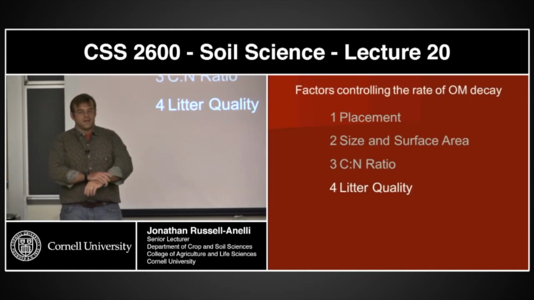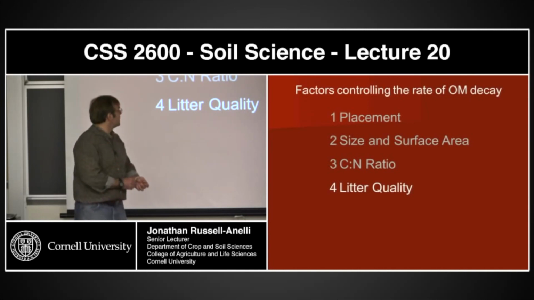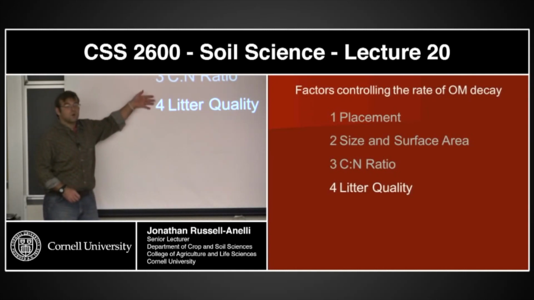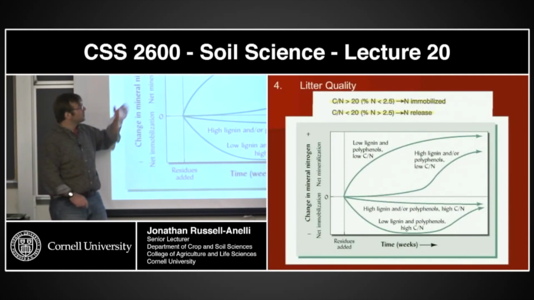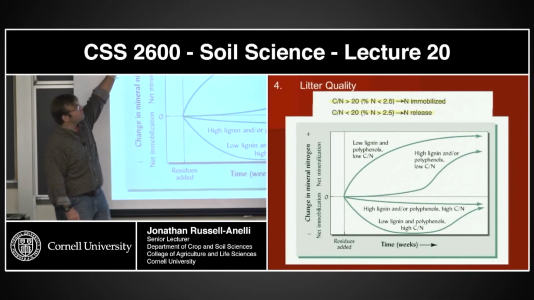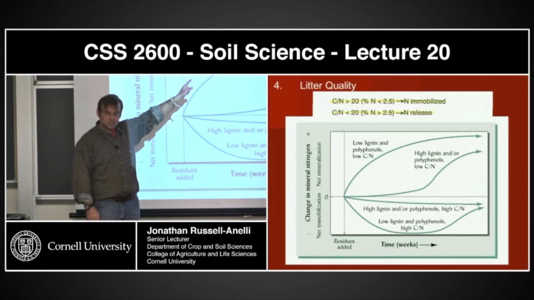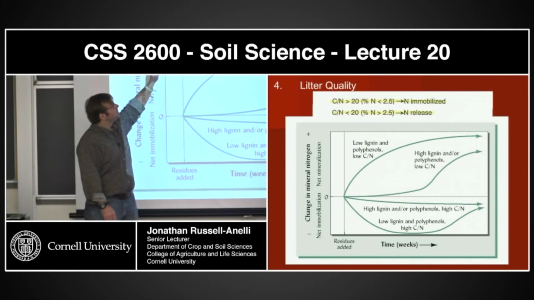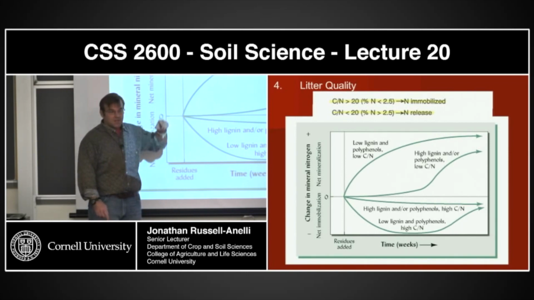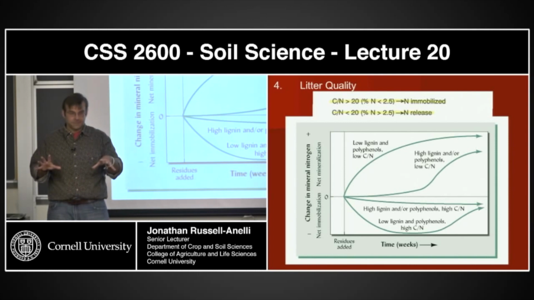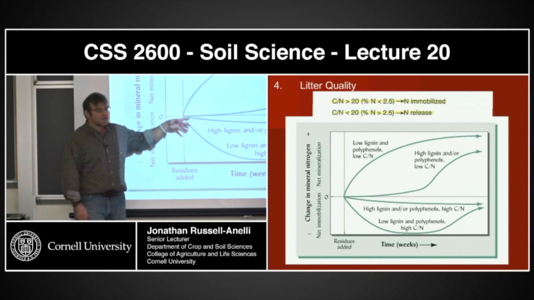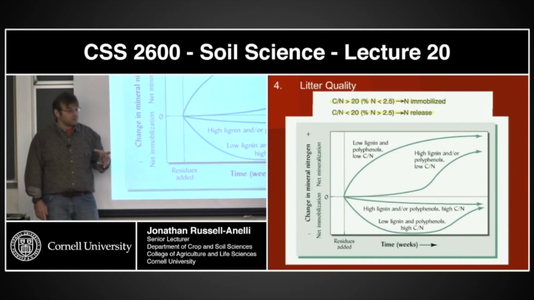All right, we're going to take the last section, and that's basically litter quality. The truth is that CN is part of litter quality, but we pull it apart because it's an important feature by itself. Here are those CN ratios up at the top. With a CN ratio greater than 20, I'm having N immobilization. With a CN ratio less than 20, I'm going to have nitrogen release, mineralization. Make sense?